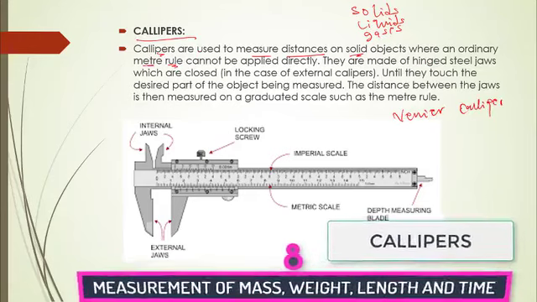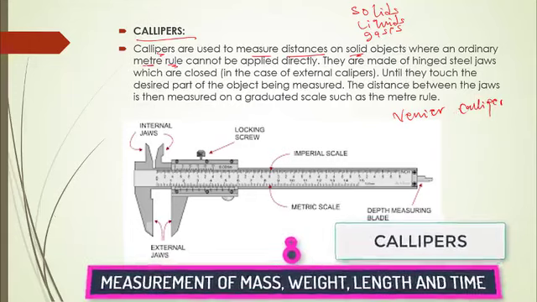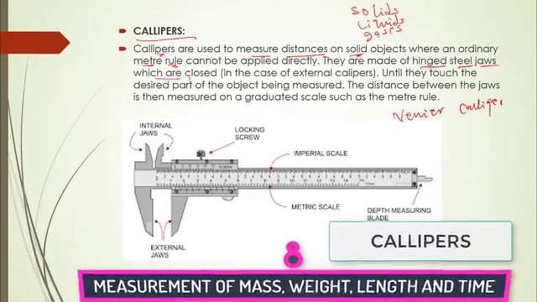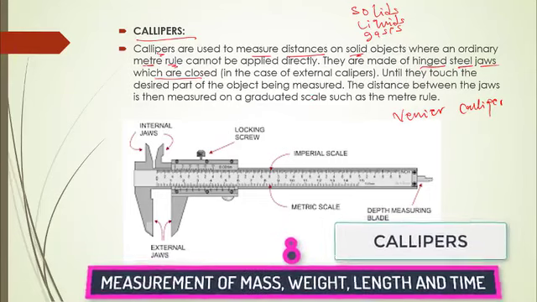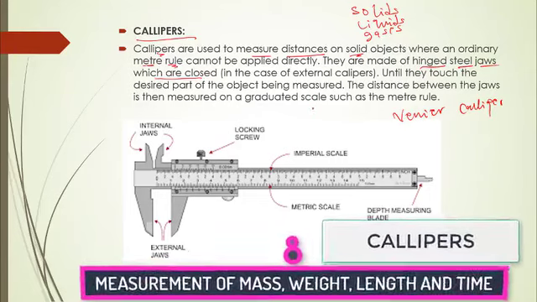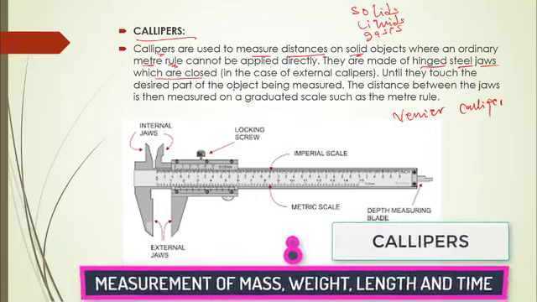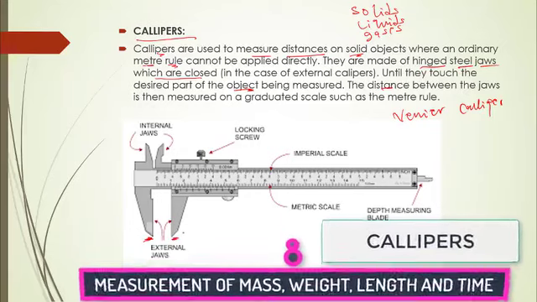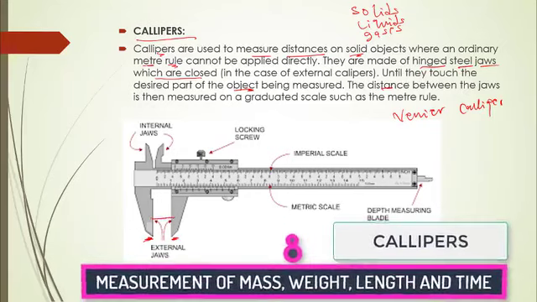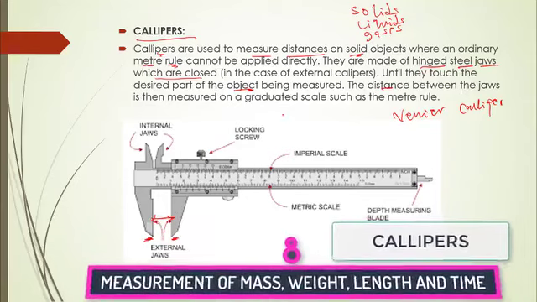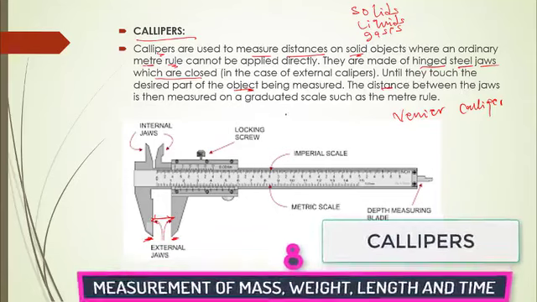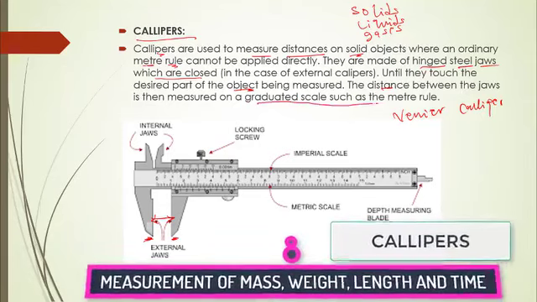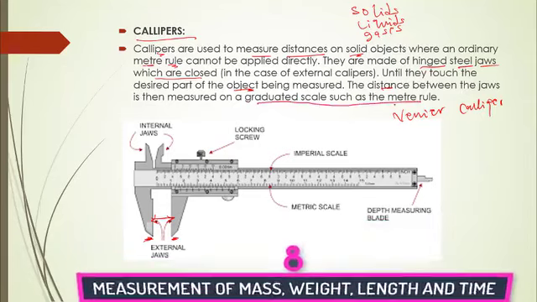So how do they operate? These vernier calipers are made up of hinged steel jaws which are closed and clamp on the desired object that is being measured, and they can enclose that object. Now the distance between the jaws, like you can see on the diagram here, we have 2 jaws. The distance from here to here gives us the diameter or the length of that object being measured, and then we can graduate the measurement on a meter rule.